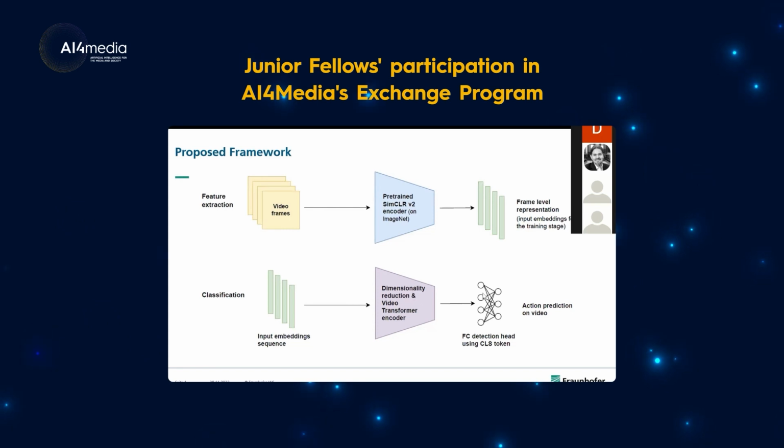And as it was also explained in the first talk, the CLS token is basically the token that represents the embedding of the video. It has the context of all the tokens, and that is used to make a prediction on the video, what action was detected in this video.